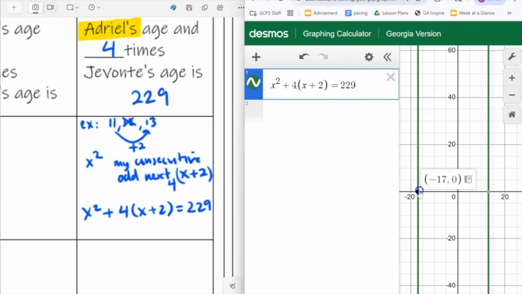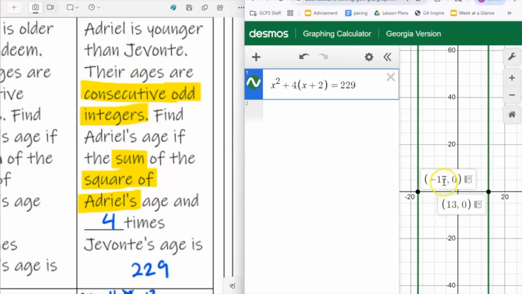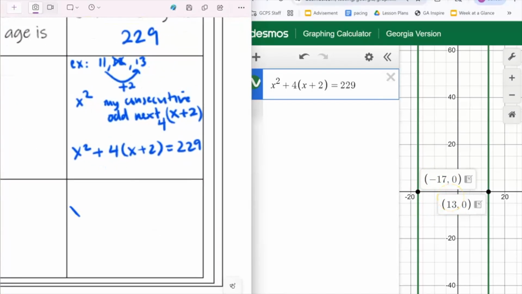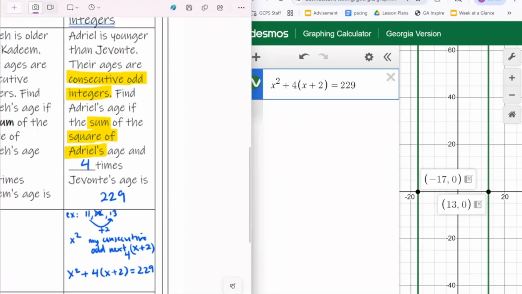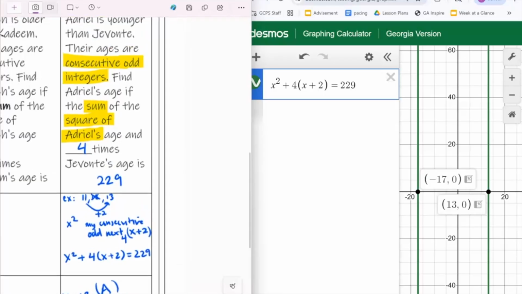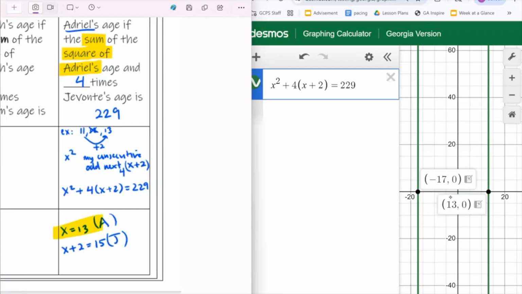All right, zooming out. Is it possible to have negative 17 and 13? This is ages, so it's not possible to have a negative, so x must be 13. So x is equal to 13, which means x plus 2 has to equal 15. Now you just need to know who's who. Adriel is younger than J, so this is A's age and this is J's age. Find A's age. So A's age is 13.